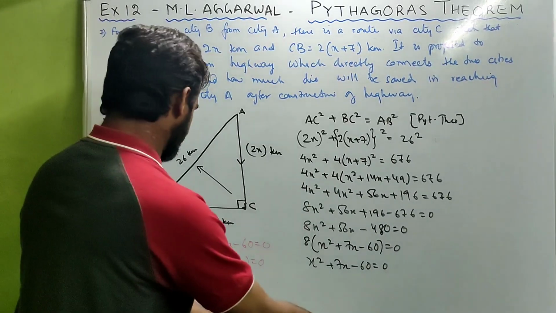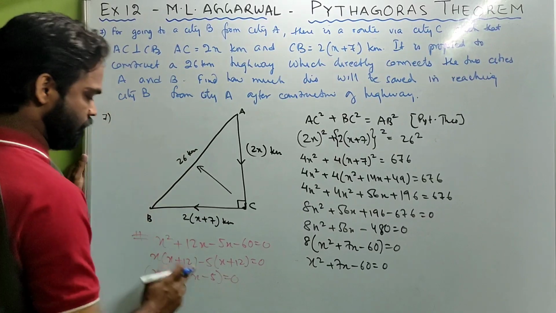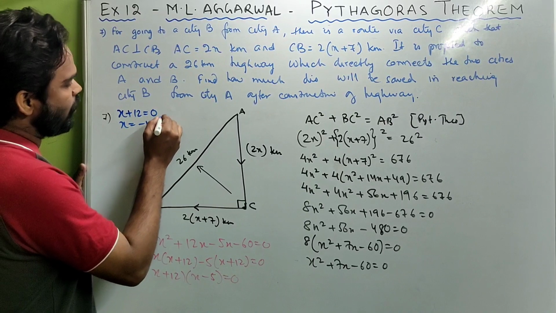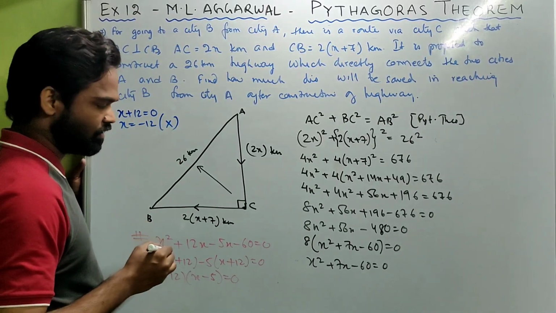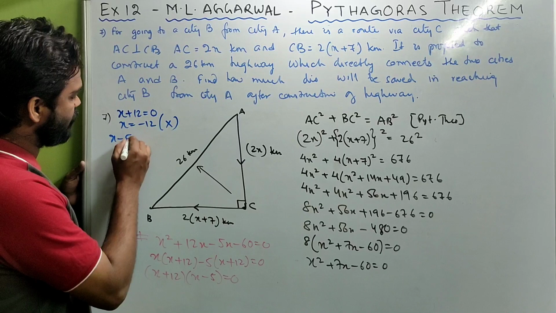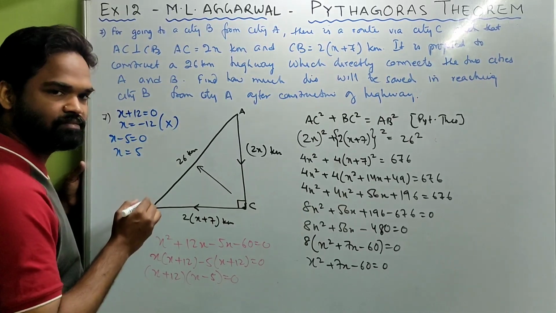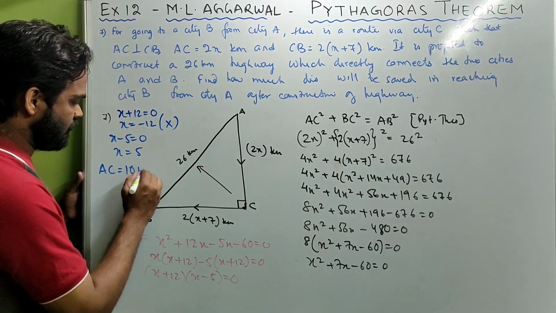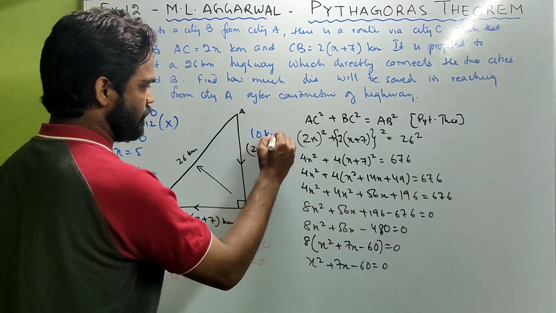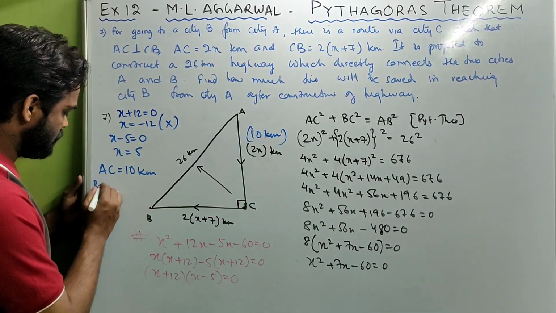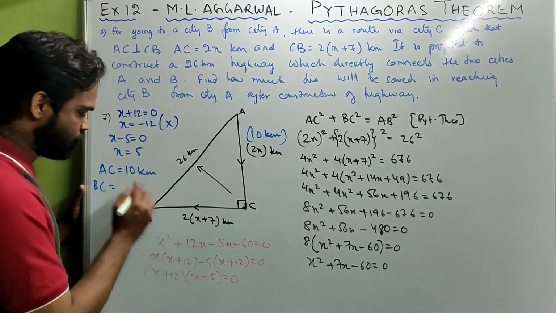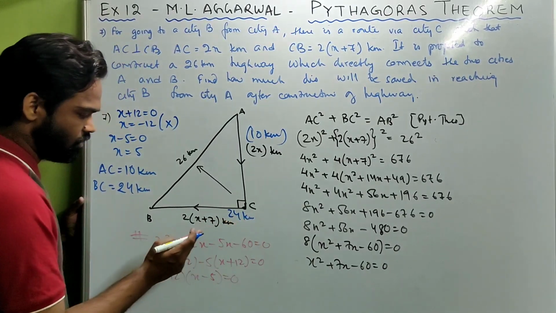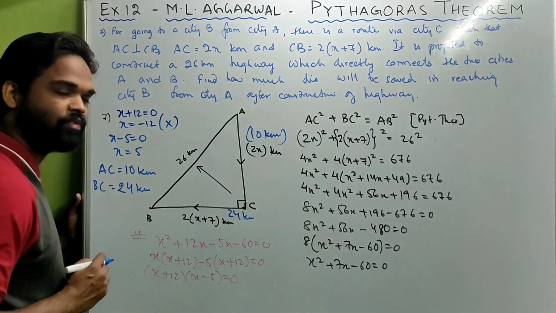So what do we have? We have two values. x plus 12 equals 0, which means x equals minus 12, not possible, since it is negative. x minus 5 equals 0, which means x equals 5. So if x is 5, your AC becomes 2 fives are 10 kilometer. And BC becomes 2 times 5 plus 7, that's 12, 24 kilometer, isn't it? Just substitute the value.